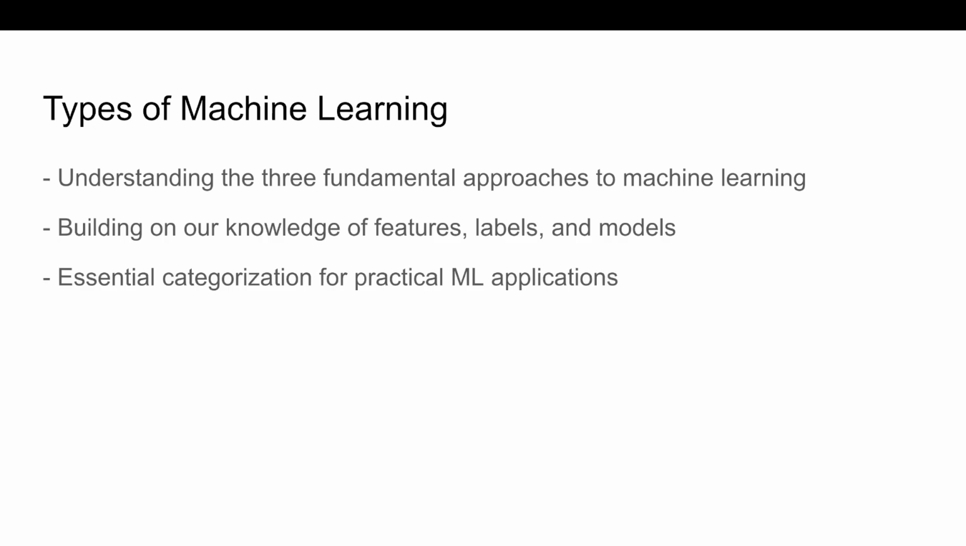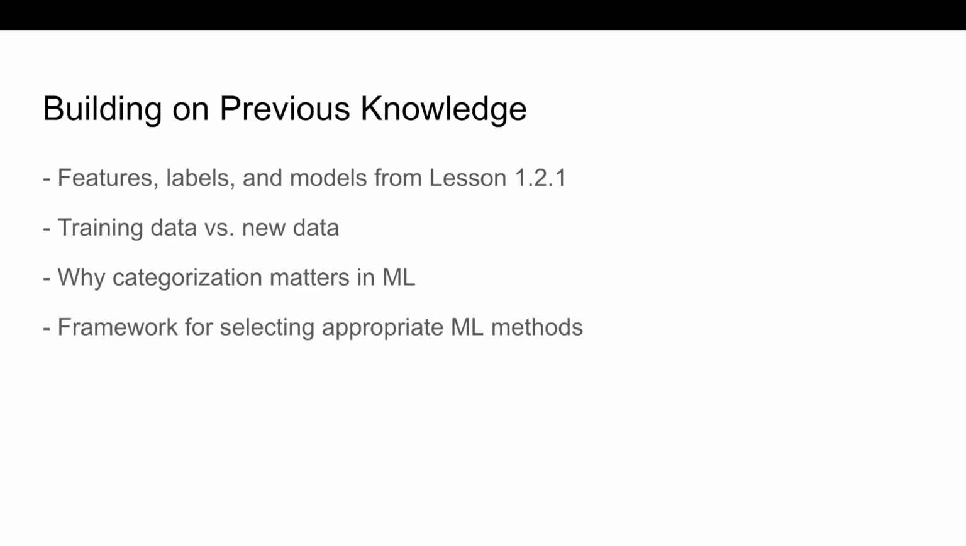In the previous lesson, we covered the essential building blocks of machine learning: features, labels, models, and the distinction between training data and new data. Today, we'll dive deeper into the three main types of machine learning: supervised learning, unsupervised learning, and reinforcement learning.